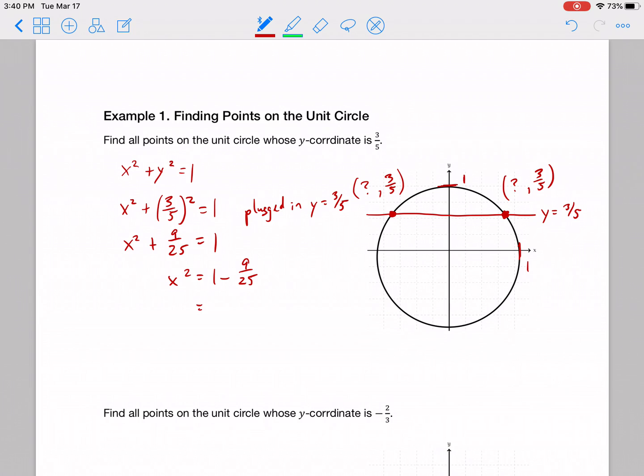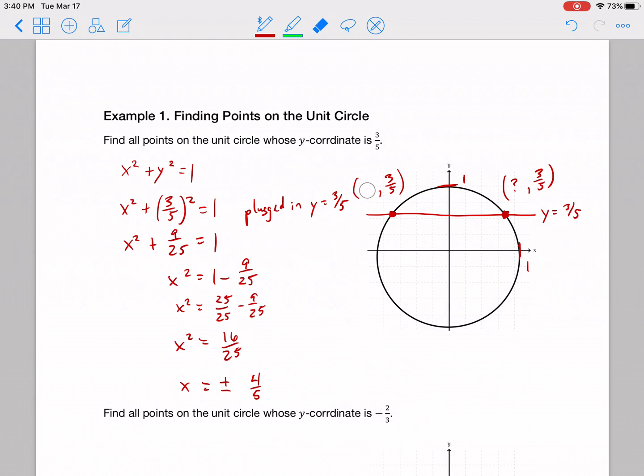So 1 becomes 25 over 25 minus 9/25, which is 16/25, which is what x squared equals. And so we take the square root of both sides and we get x equals plus or minus, don't forget the plus or minus, square root of 16/25 is square root of 16 over square root of 25, and that's 4/5. I shouldn't have the square root there. I took the square root. It's 4/5. The square root of 16/25 is 4/5.